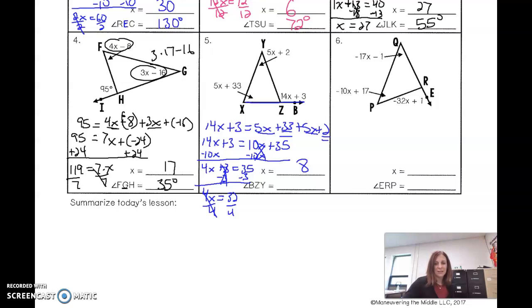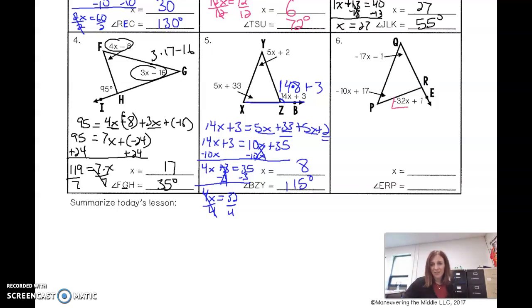BZY. They want this angle right here. So that's 14 times whatever x is. 14 times 8 plus 3. Grab a calculator, type in 14 times 8 plus 3, just as it's written there, and we come up with 115 degrees.